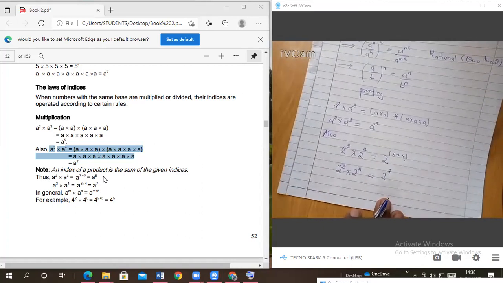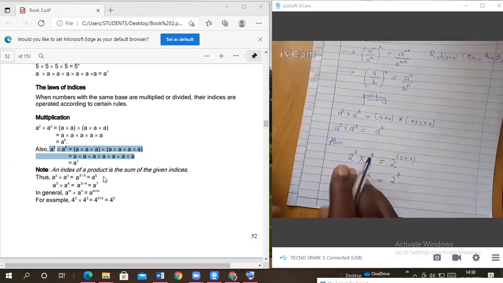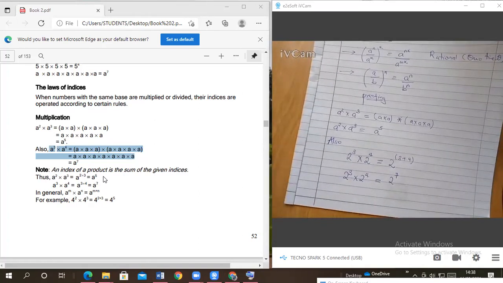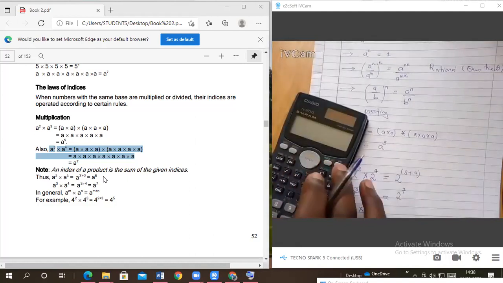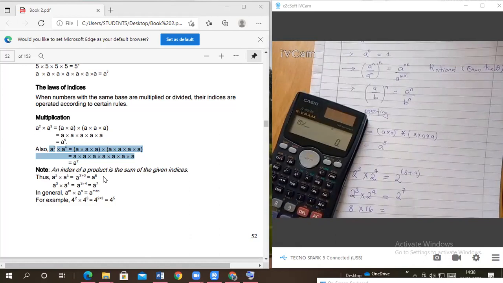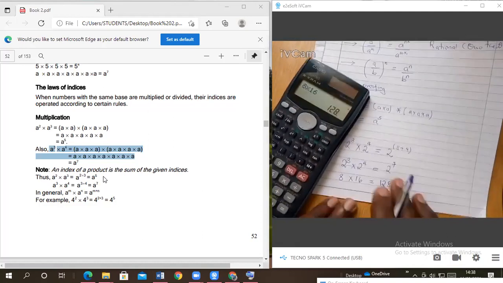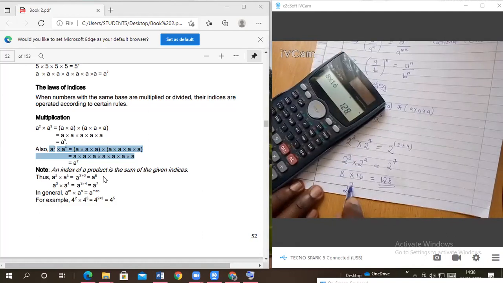You can even prove it. Can we prove it? What is 2 to the power 3? It is 8, right? Times, what is 2 to the power 4? 2 to the power 4 is 16, not so? Yes. What is 8 times 16? What do you get? We get 128. Let's prove. What about 2 to the power 7?